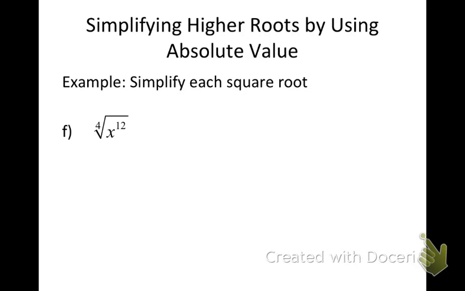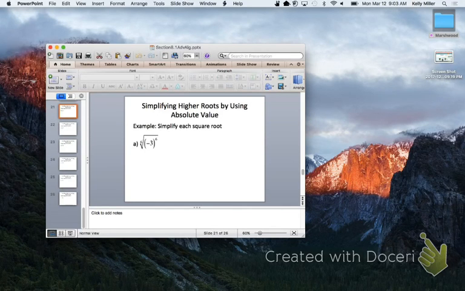All right. 4th root of x to the 12th. 3. So it'd be x to the 3rd. Because it was an even index, I need to guarantee that it is positive, so I'm going to put absolute values around it. Because it's x to the 3rd and 3 is an odd exponent, it technically could end up being negative, so I would need to put the absolute values around it. And that is it.